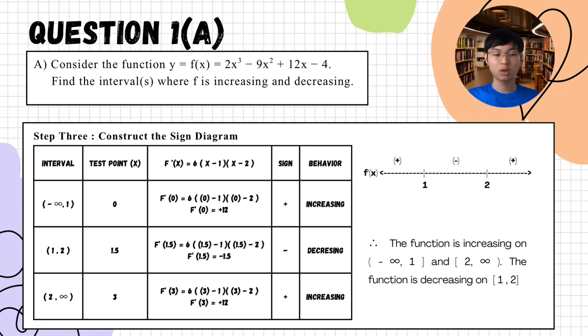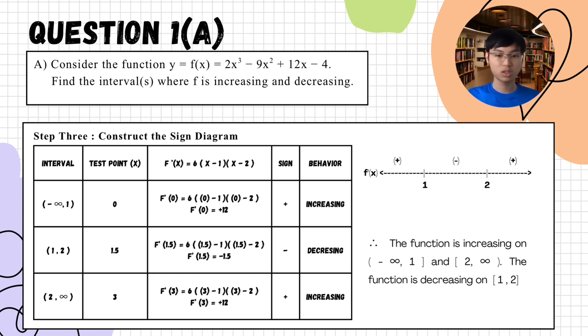For the interval (1, 2), test point 1.5, we get negative 1.5, which shows the behavior of decreasing. For the interval (2, infinity), test point 3, we get positive 12, which shows a positive sign and behavior of increasing. Therefore, we can create a sign diagram on the x-axis: positive, negative, positive, with 1 and 2.